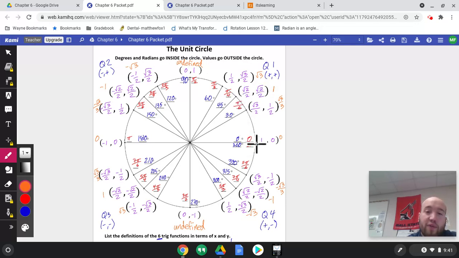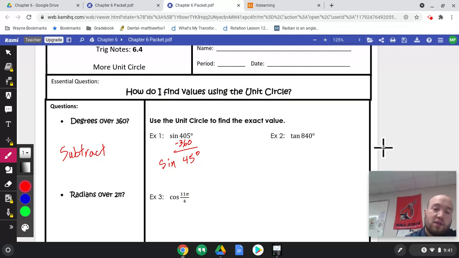Now, 405 would be go around 360, and then we start again, 45 more, gets us to that same spot. So we could go around this as many times as we wanted, and the values are still equivalent. If we subtract 360 from whatever we have, then we're left with 45, so we know square root of 2 over 2 will be our answer. So my final answer, square root of 2 over 2.